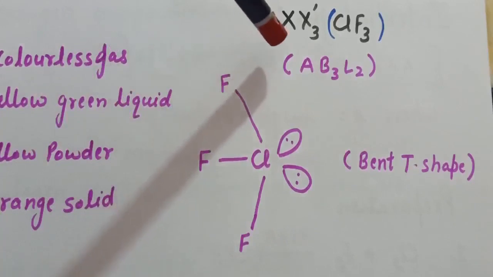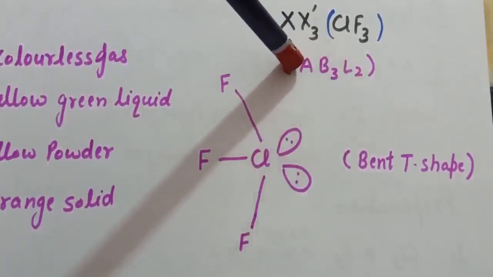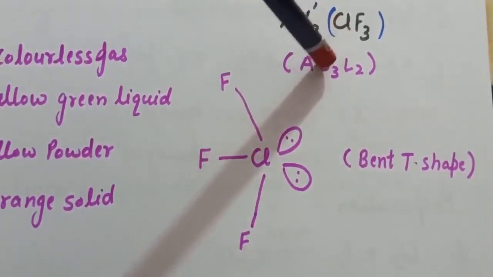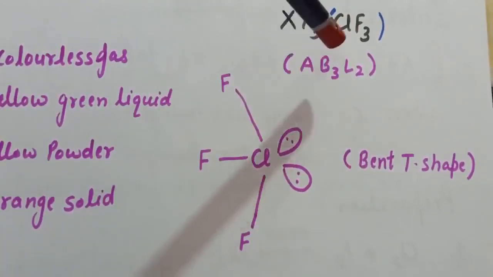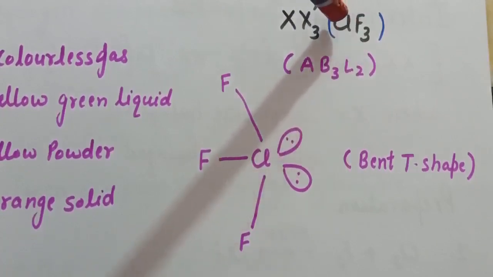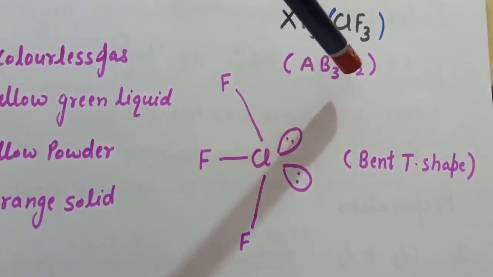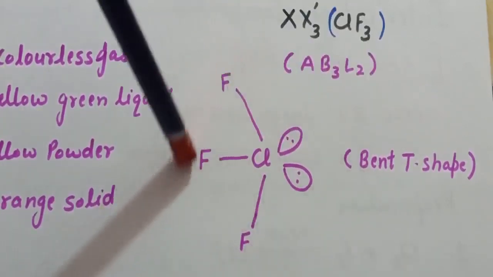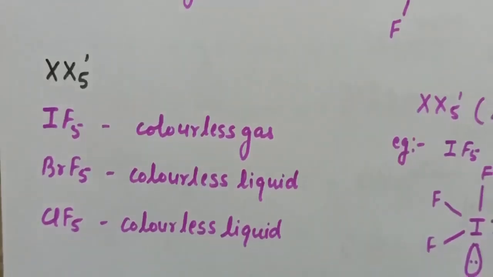So according to VSEPR theory, it is of the type AB3L2, where A is central atom, and in this example A represents chlorine, B represents fluorine, and here B3. These 3 fluorine atoms are B, and L2 represents number of lone pairs of electrons. So in this example we have 2 lone pairs of electrons. So when we have 3 bond pairs and 2 lone pairs, the shape is bent T shape. So this is the structure of XX'3 type.